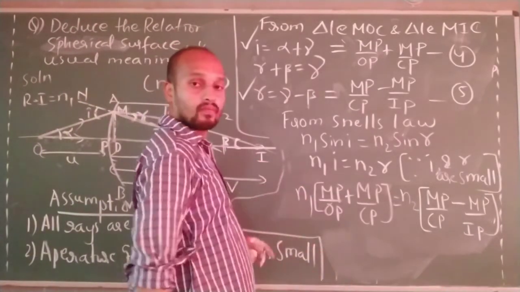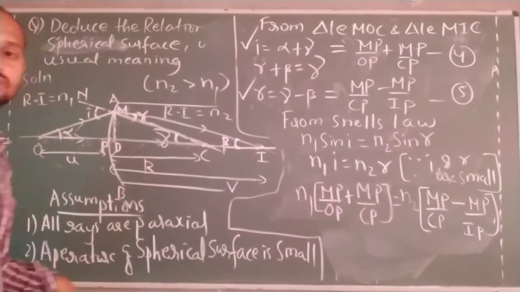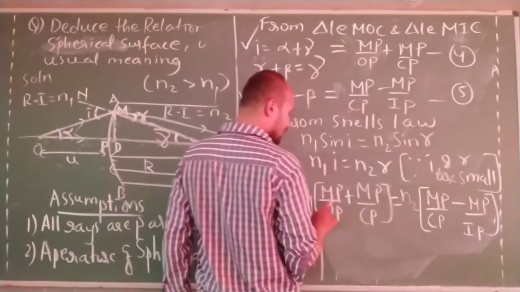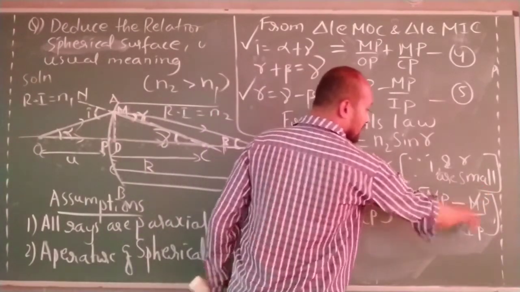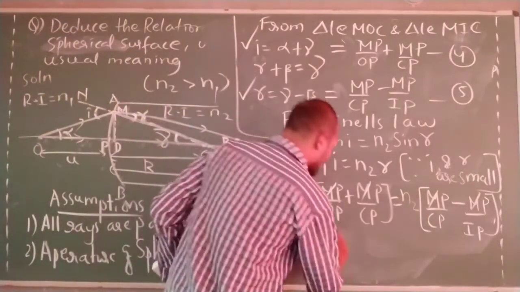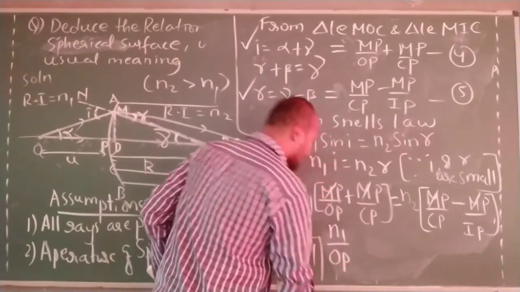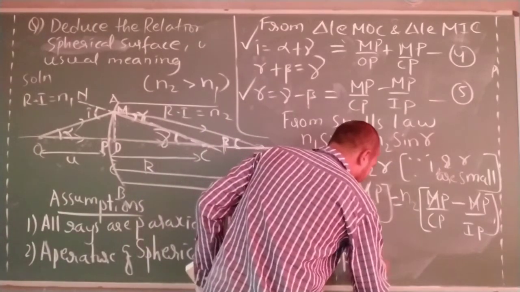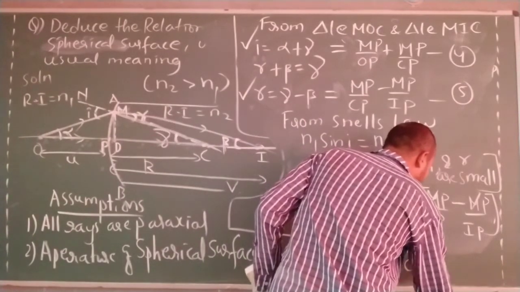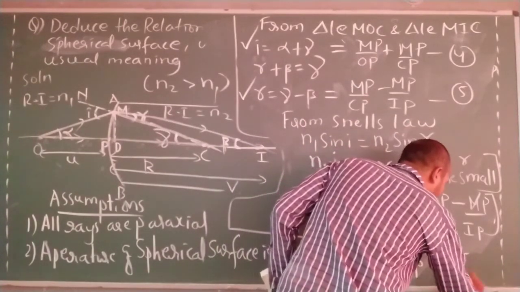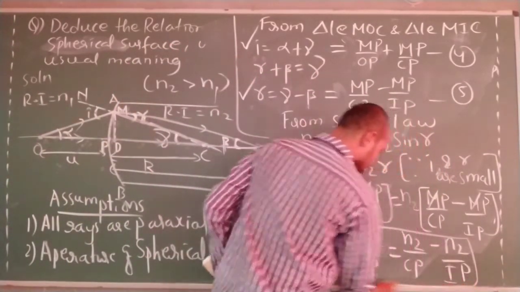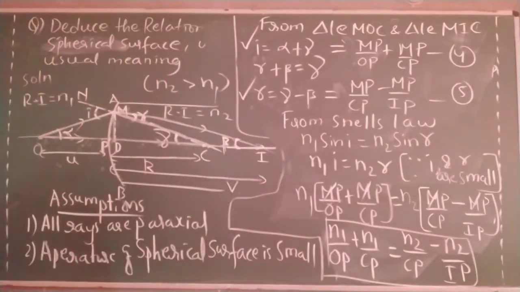Here is one interesting thing. MP is common in all these terms. If I take MP common, MP is going to get cancelled. So the remaining will be N1 divided by OP plus N1 divided by CP, equal to N2 divided by CP minus N2 divided by IP. This is also very important.